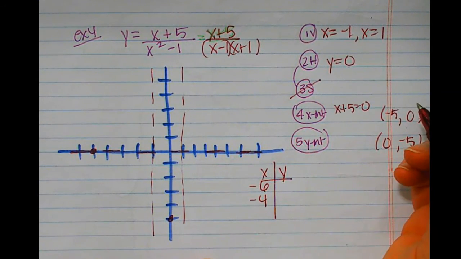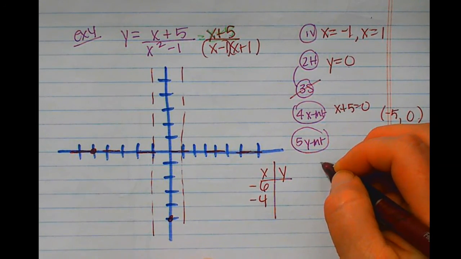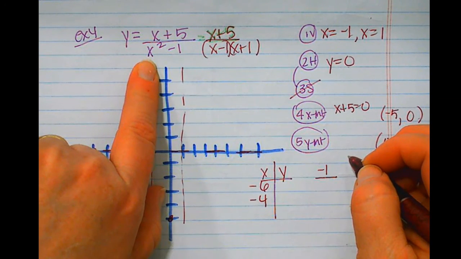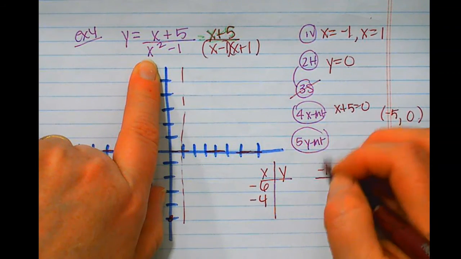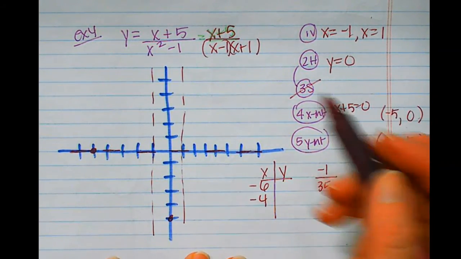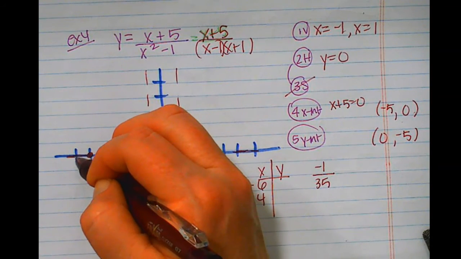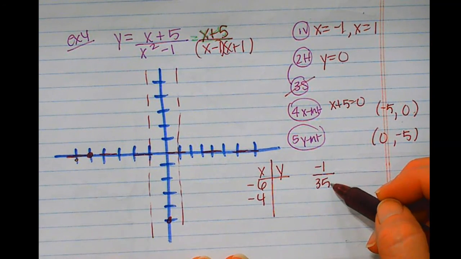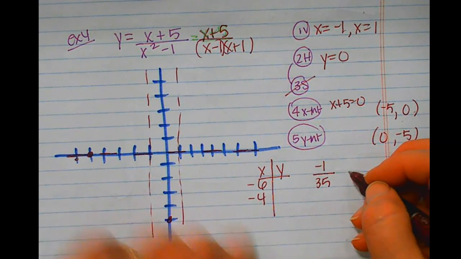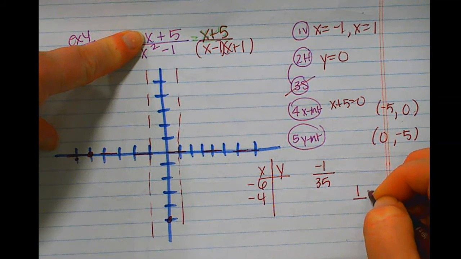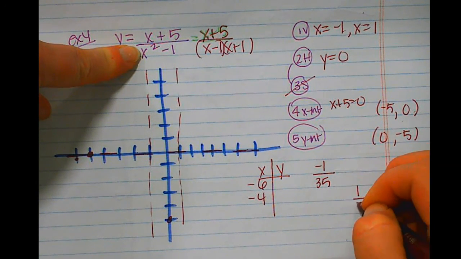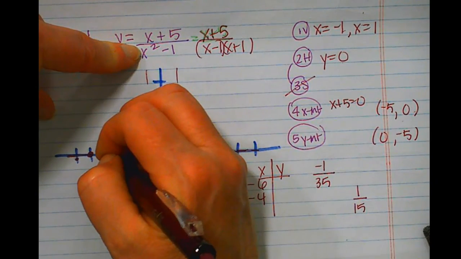-4. If I plug in -6, I get negative 6 plus 5 is negative 1. And negative 6 squared is 36 minus 1. I'm sorry, 36 minus 1 is 35. So at negative 6, I'm going to have negative 1/35. And then at negative 4, I have negative 4 plus 5 is 1. 4 squared is 16 minus 1 is 15. So I have a positive number.